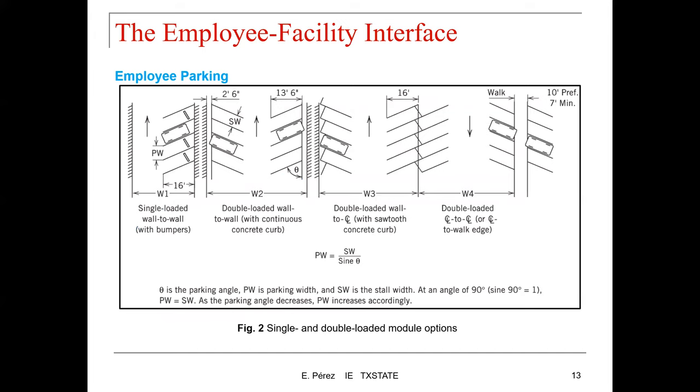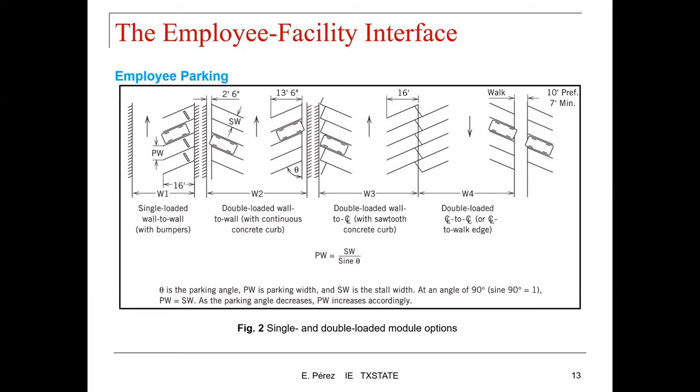So in figure number two, we have four different modules that are used for designing parking spaces. They are named W1, W2, W3, and W4. And they are different according to the type of design. So for example, W1, as you can see, has only a single load, meaning that you only have a line of cars to be parked and then the aisle.